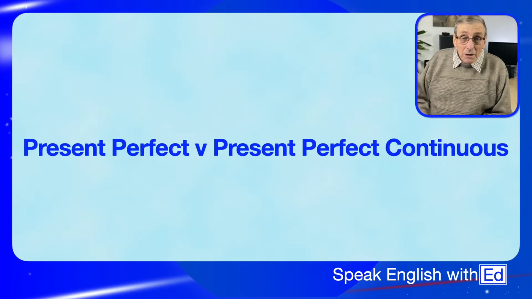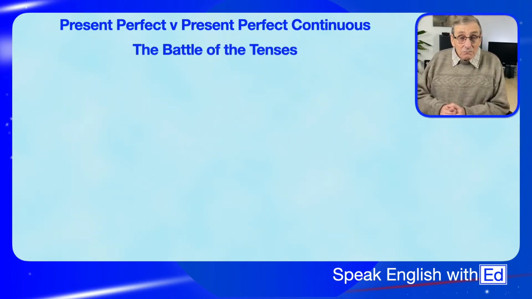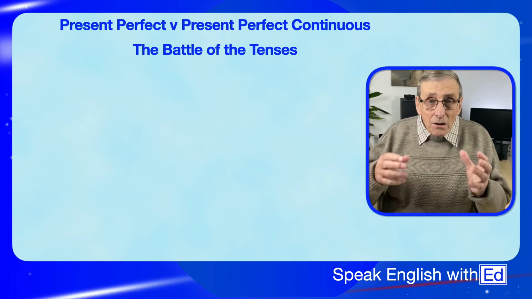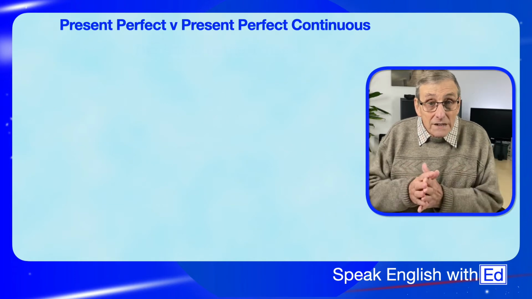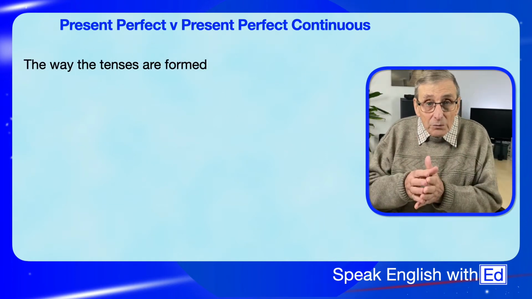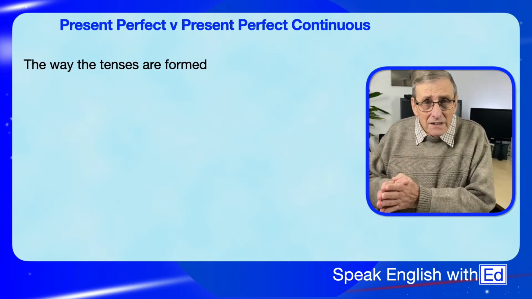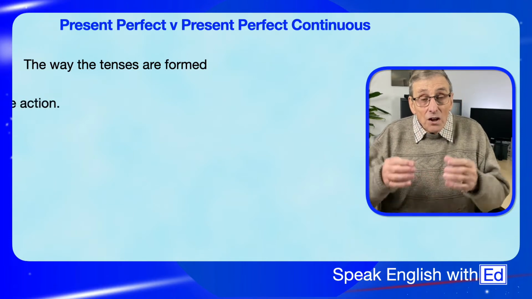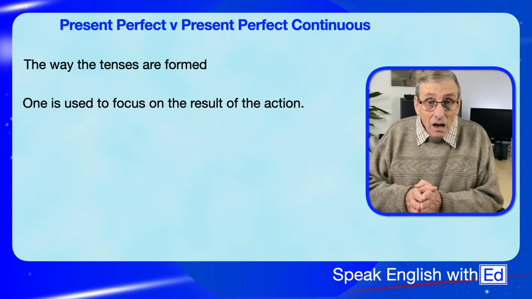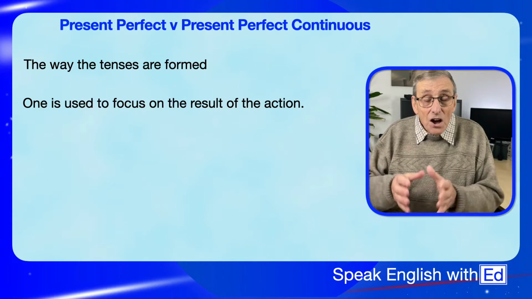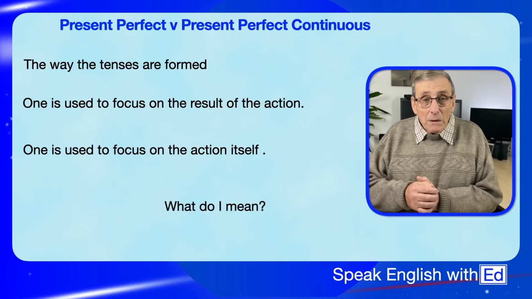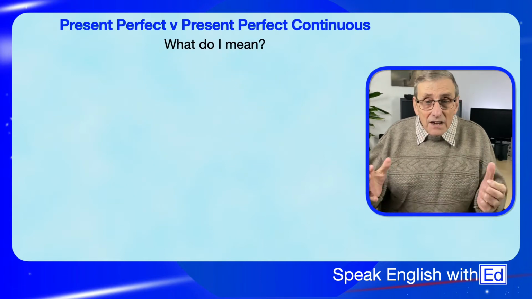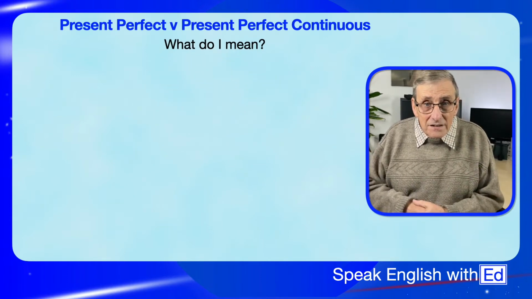Could this be a battle of the tenses, I asked myself? Well, no, not really, but there are differences between these two tenses. One is the way that they're actually formed, but a little bit more on that later. One of them focuses on the result of the action, and the other, well, that focuses on the action of the verb. Now, what do I mean by all this? Let's take a look at a couple of sentences.